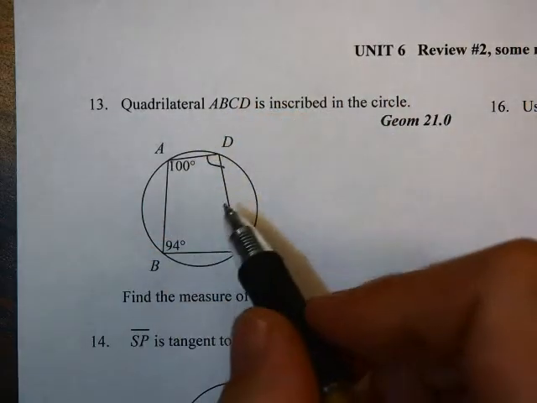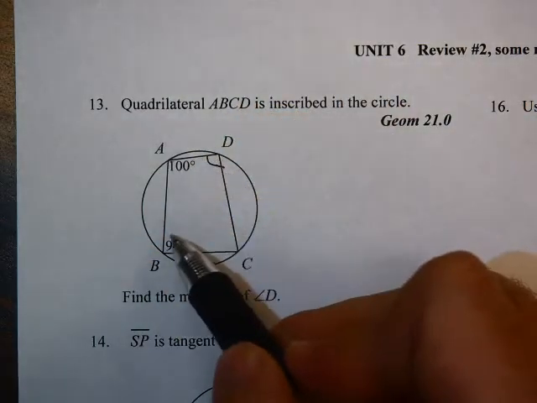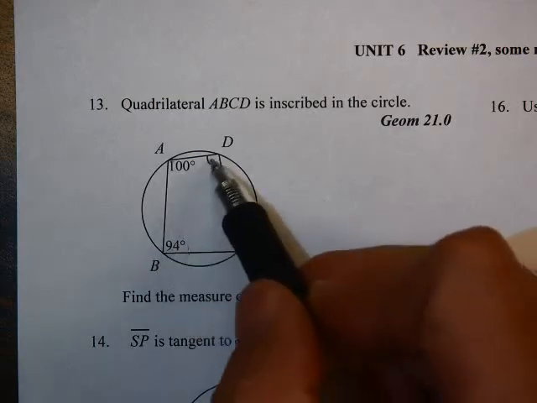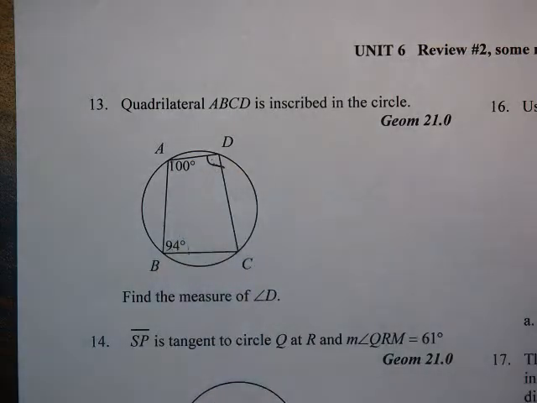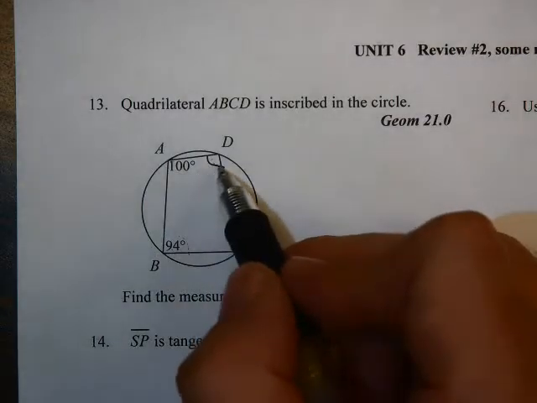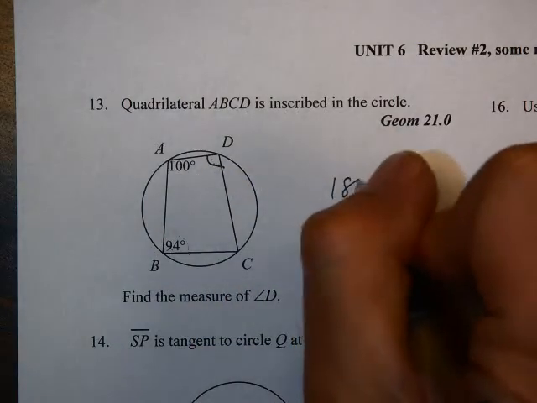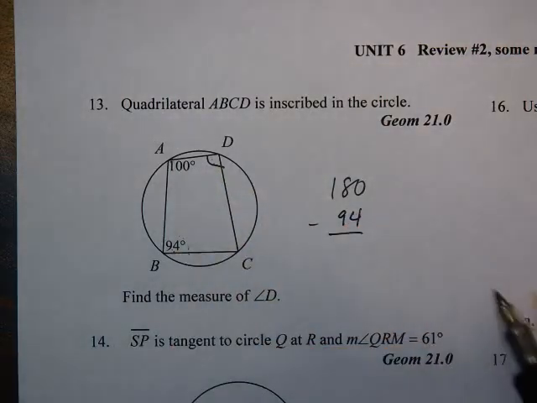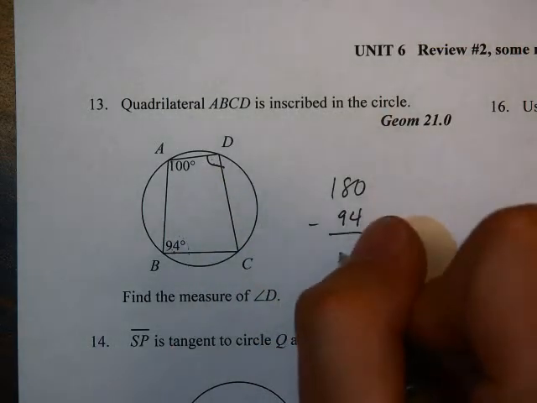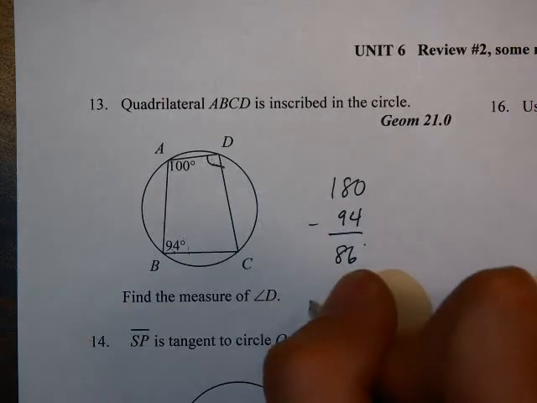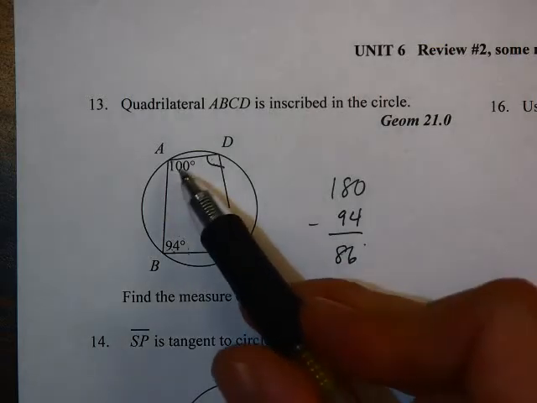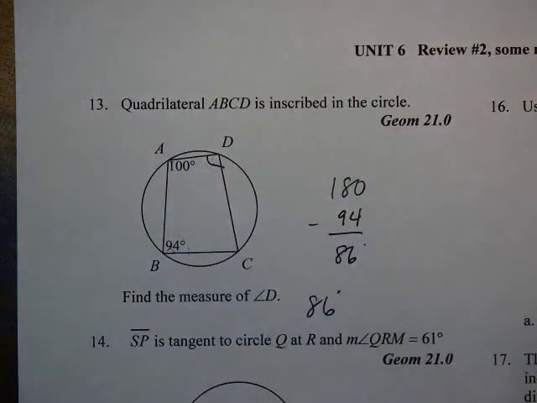When the quadrilateral is inscribed, the theorem, the pattern that's going to happen is that opposite angles will add up to 180 degrees. They're going to be supplementary. So to get angle D, all we have to do is take 180, subtract that opposite angle. When I subtract, I get 86, so angle D is just 86 degrees. That's all you have to do for angle D. If they ask for angle C, you would take 180 and subtract 100.